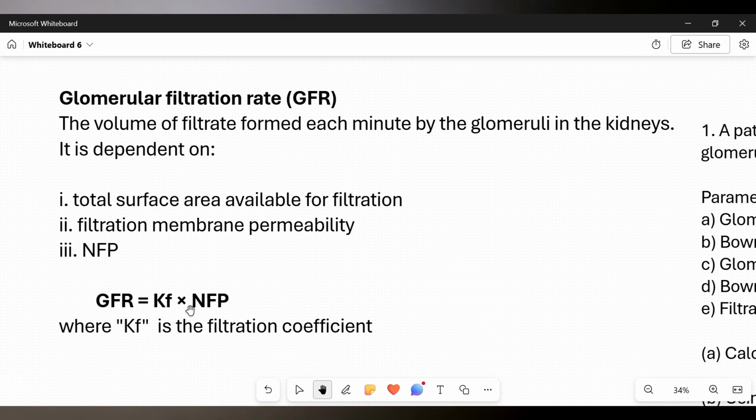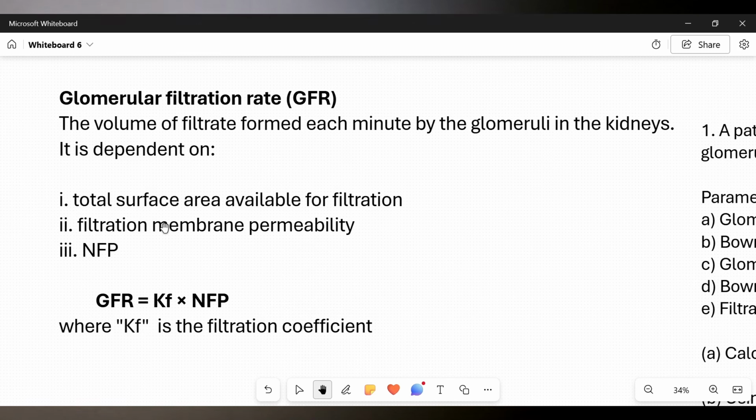Basically, glomerular filtration rate is the volume of filtrate formed each minute by the glomeruli in the kidneys. And as I said, it depends on the net filtration pressure. Secondly, the filtration membrane permeability that we talked about. I'm talking about the filtration barrier. Their permeability to the solute or the fluid that will be filtered determines the glomerular filtration rate, the volume that will be formed, essentially.